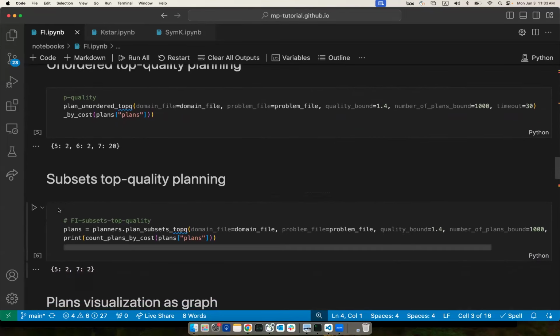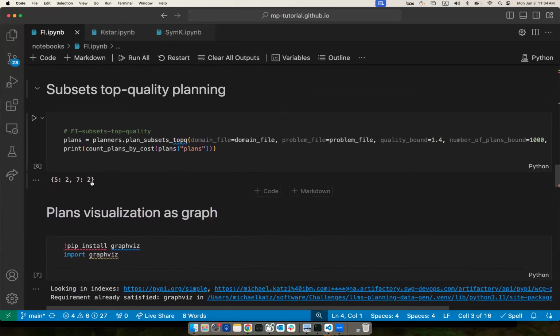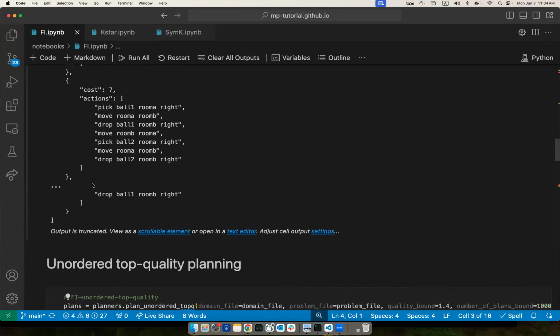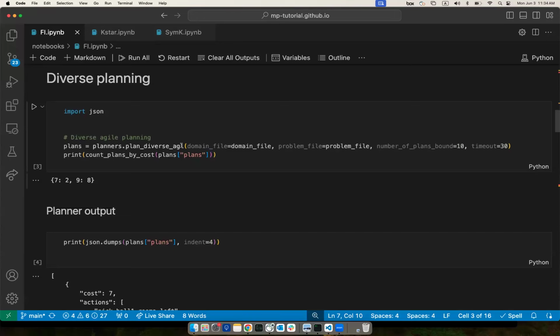And I think the scheme continues here with subset top-quality planning. Here we are not considering all the plans, but just those which are not supersets of other plans. And you see that some of the plans have disappeared, right? Like before we had a huge number of plans. Yeah, so here it's just saying we want 10 plans.